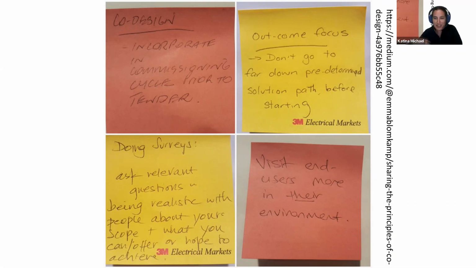Go and see what it's like, right? Don't invite them to your offices. Go to theirs. Go to the client site. Go to the customer site. Incorporate in the commissioning cycle prior to tender, doing surveys, ask relevant questions, be realistic with people about your scope. Ask relevant questions.